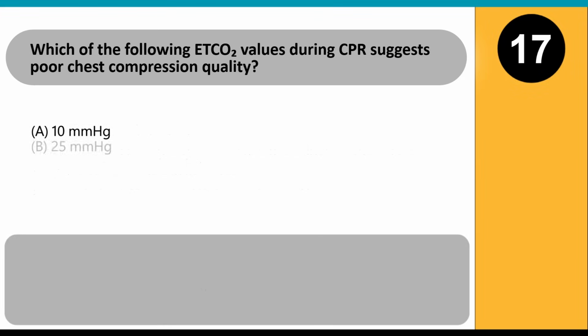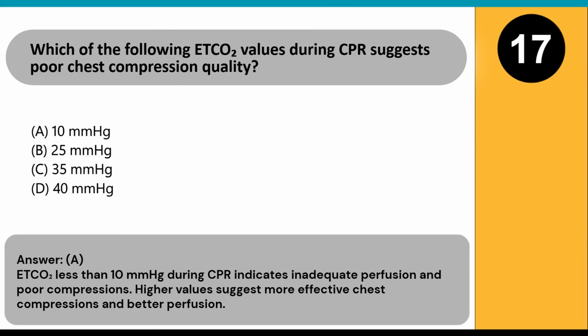Which of the following EtCO2 values during CPR suggests poor chest compression quality? A. 10 mmHg. B. 25 mmHg. C. 35 mmHg. D. 40 mmHg. Answer: A. EtCO2 less than 10 mmHg during CPR indicates inadequate perfusion and poor compressions. Higher values suggest more effective chest compressions and better perfusion.